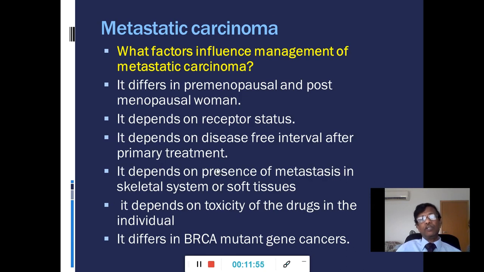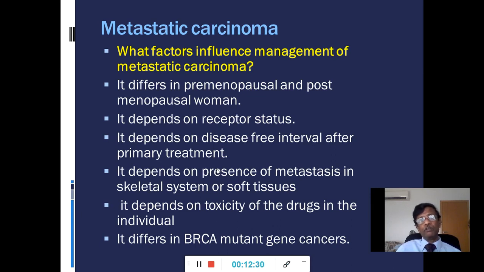What factors influence the management of a metastatic carcinoma? Receptor status, menopausal status. Yes, it differs in a premenopausal and a postmenopausal woman. It also depends upon the receptor status, the disease-free interval after primary treatment, the presence of metastasis in the skeletal system or soft tissues, and the toxicity of the drugs in the individual.